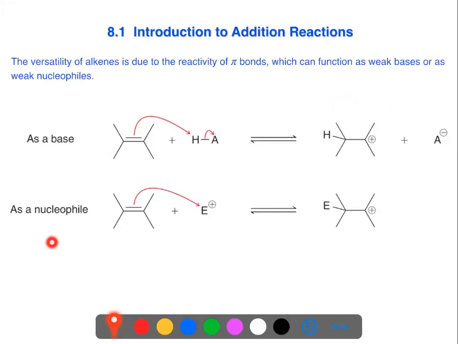As a nucleophile, you can see that what we need present is a good electrophile. Again, the electrons in this pi bond, the pi electrons, can serve as the new electrons in a covalent bond to this electrophile, giving you yet again another intermediate, the carbocation intermediate.